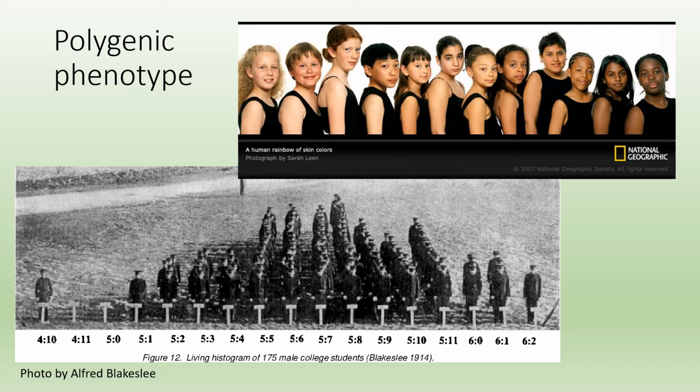If you get beyond that on either end, you get much fewer individuals in each of those categories. So, with continuous variation, with a polygenic phenotype, most individuals are going to have kind of a middle trait, and fewer individuals will have the extreme traits.